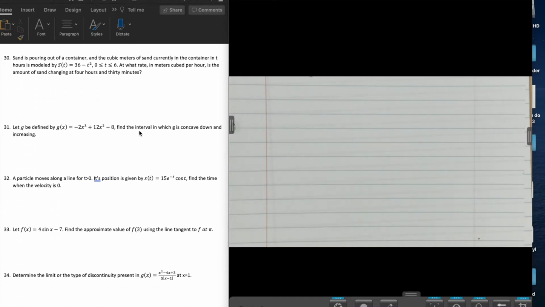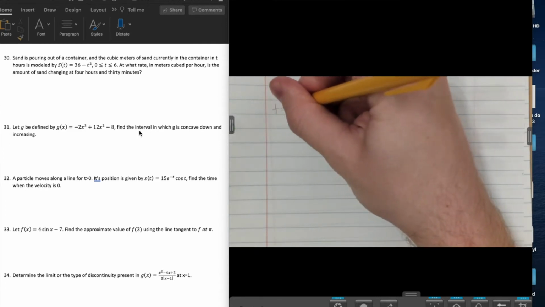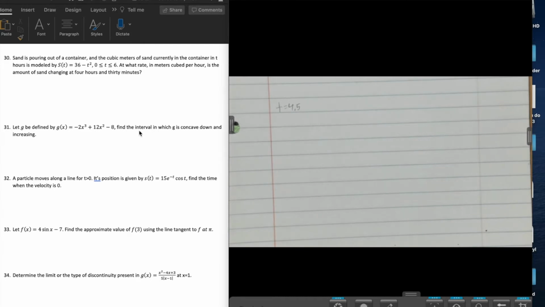All right, continuing on with, I guess, part two. We're now on question 30. So sand is pouring out of a container, and the remaining amount of sand is modeled by that equation where t is in hours. At what rate is the amount of sand changing at 4 hours and 30 minutes? So the first thing to realize is that 4 hours and 30 minutes is another way of saying t equals 4.5. And we want to know how the rate in meters cubed per hour is changing.